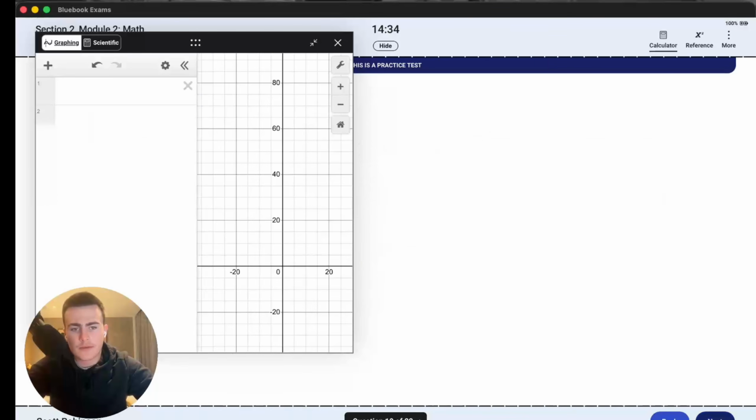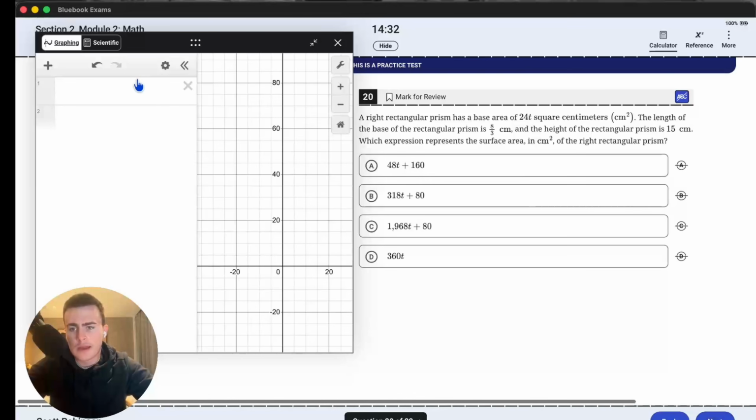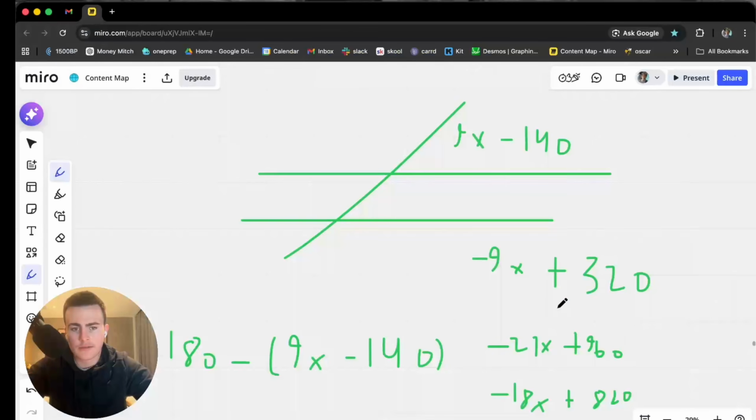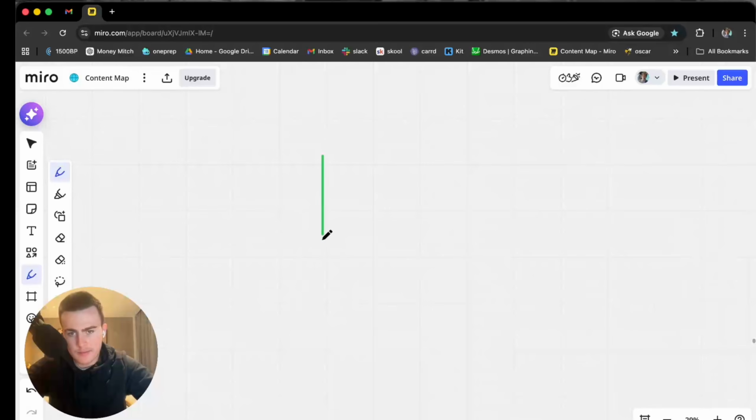Oh, okay, let me take my other 3 points then. A right rectangular prism has a base area of 24. Base area of 24, okay? The length of the base is 8 over 3, and the height is 15. This is actually pretty easy. I said that for the last one too, but I screwed it up. So you have a prism like this.